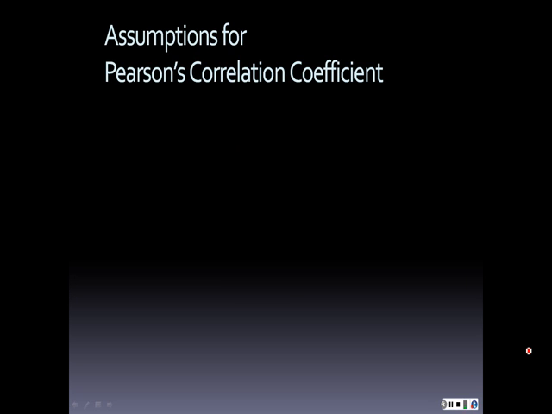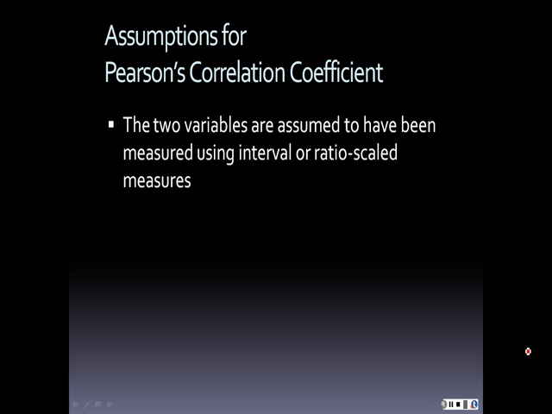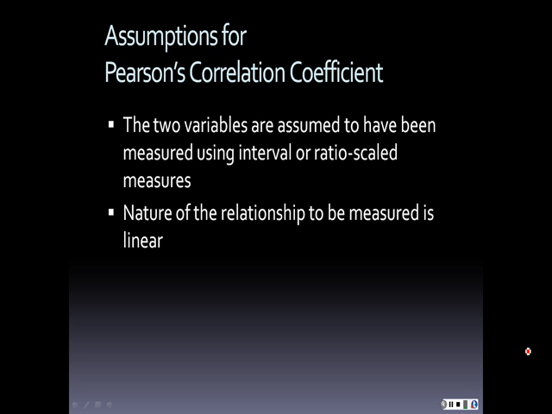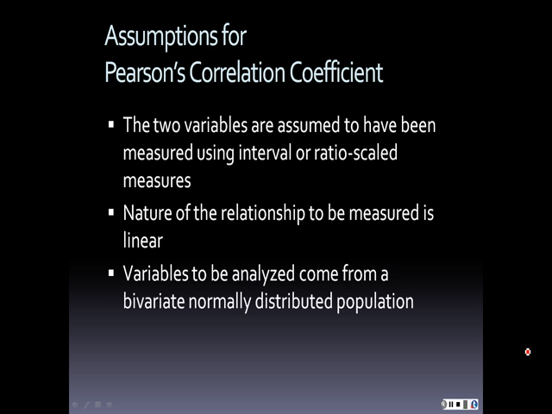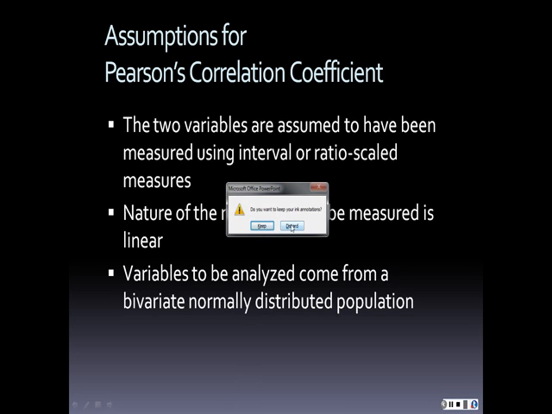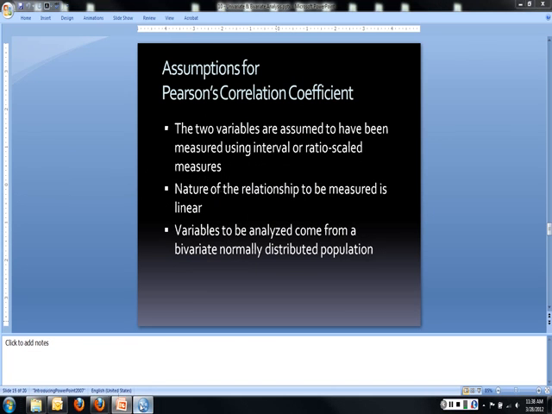So, some final assumptions about the Pearson's correlation coefficient before we move into an example within SPSS. First of all, we're dealing here with what SPSS refers to as scaled data, or what you know as interval or ratio scaled measures. We're assuming that the relationship is linear, but we want to inspect it first to see that. And we're assuming that each of the variables on its own is normally distributed.